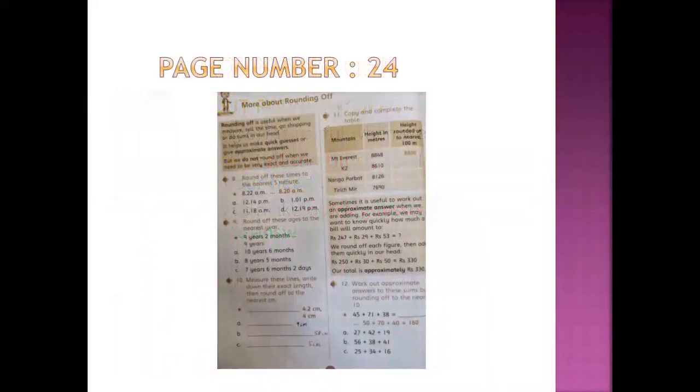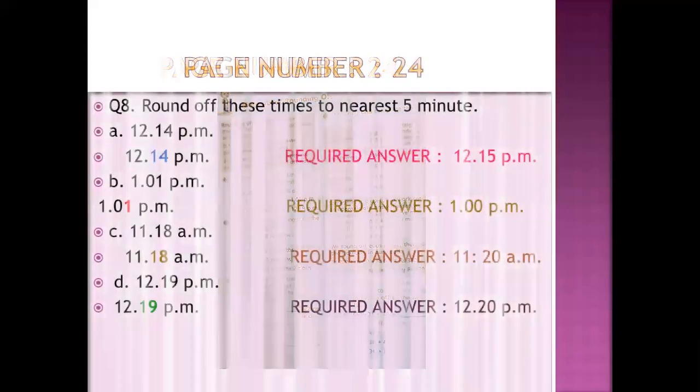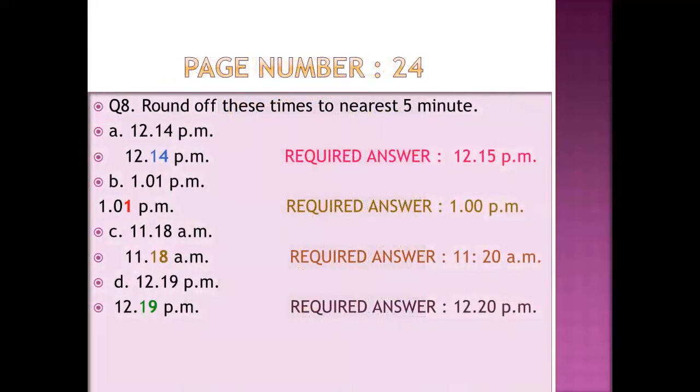Yes, come to question number 8. Round off these times to the nearest 5 minutes. The first part is 12:14 p.m. 14 is nearest to 15. So after rounding off the time, our required time will be 12:15 p.m. The next is 1 p.m. Required answer will be 1 p.m.